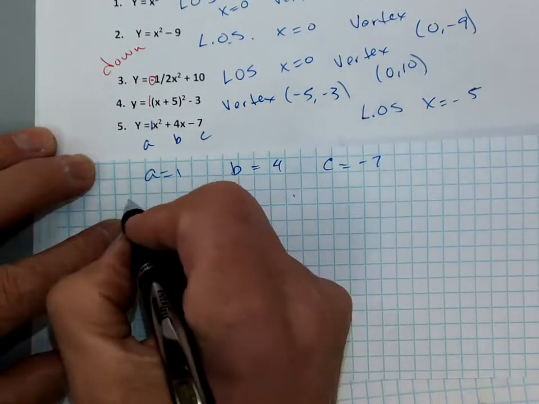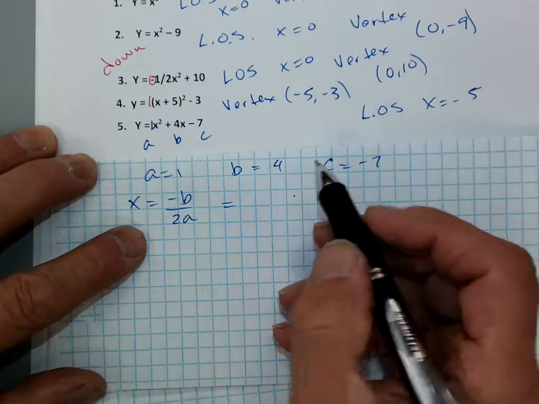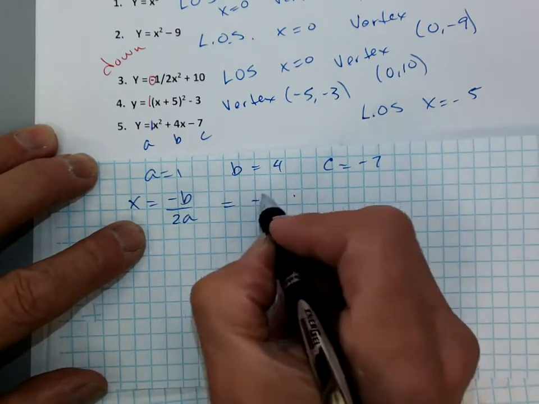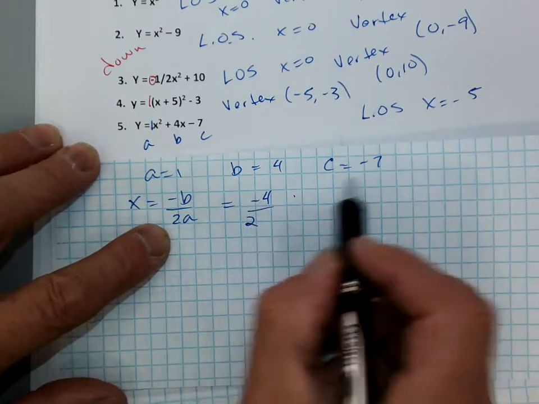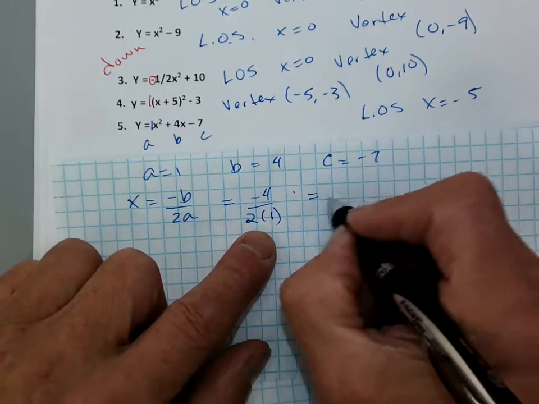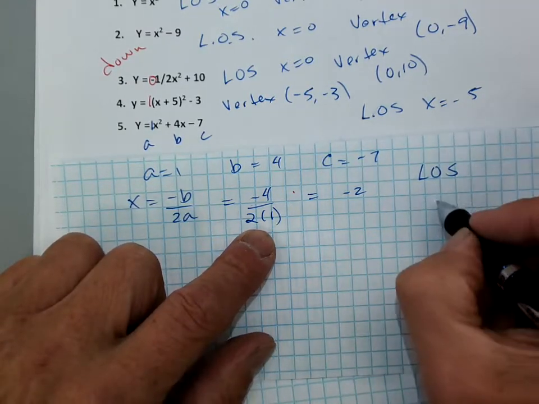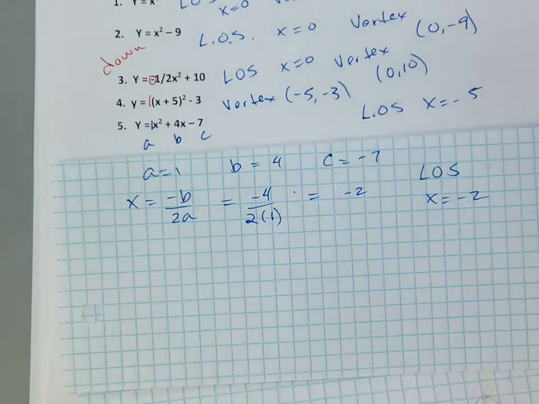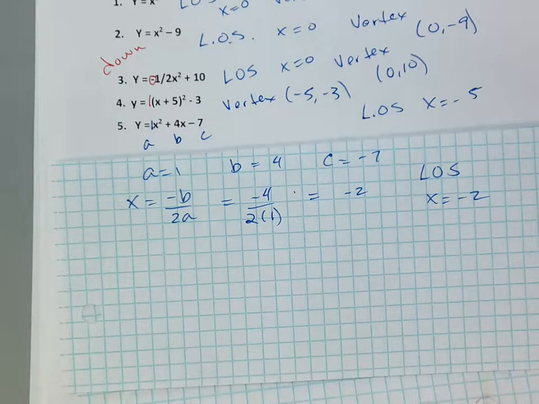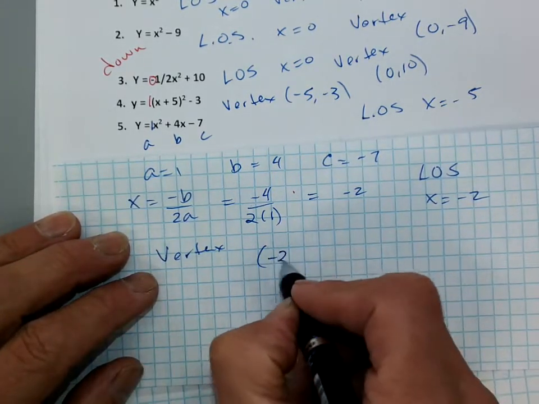All right, now I need my formula. x equals -b over 2a. So I've got a 4, which is going to go in for b. So I've got -4 over 2 times a, and a is 1. So if I simplify that, I get -4 over 2, or -2. So my line of symmetry is x equals -2. Now I have half of my vertex already. Half of my vertex is the -2 because the line of symmetry goes through the vertex, so I've got the x value. So I know my vertex is at (-2, something).